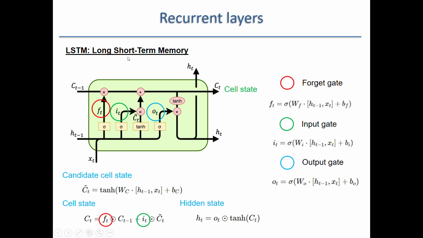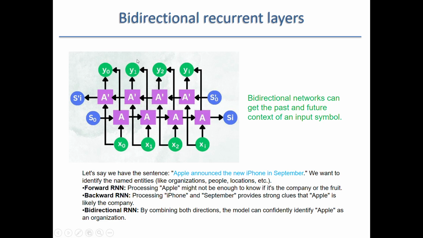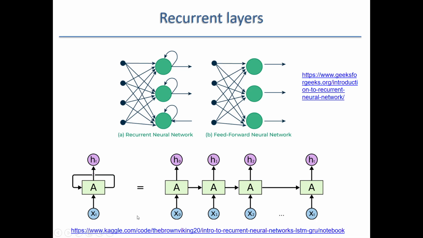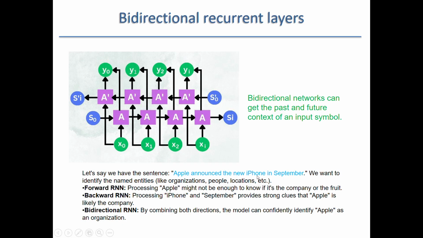It is the long short-term memory cells. All these networks are recurrent, but they have a directionality. The first token affects the interpretation of the second, the first and second affect the interpretation of the third one, and so on. What if, for instance, we have a sentence like "Apple announced the new iPhone in September", and we want to understand what are the different names of organizations, people, locations?